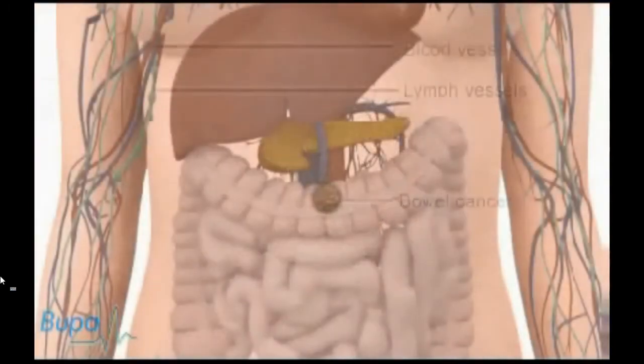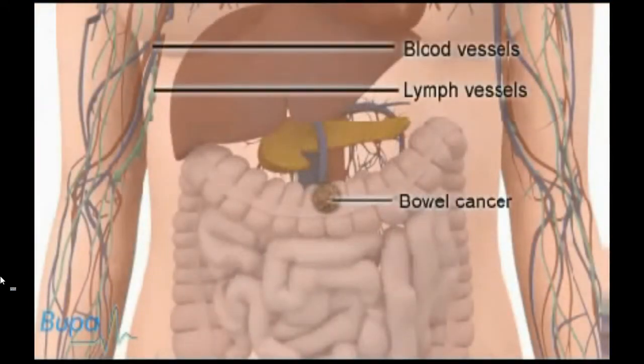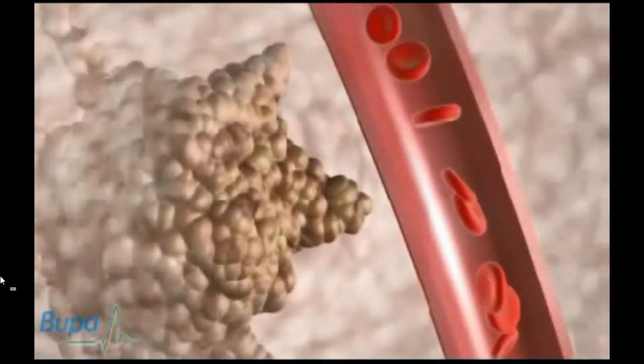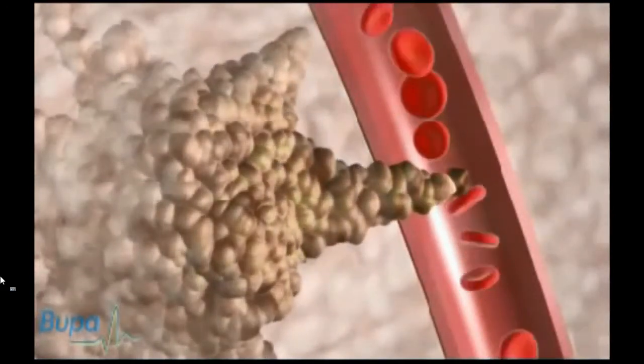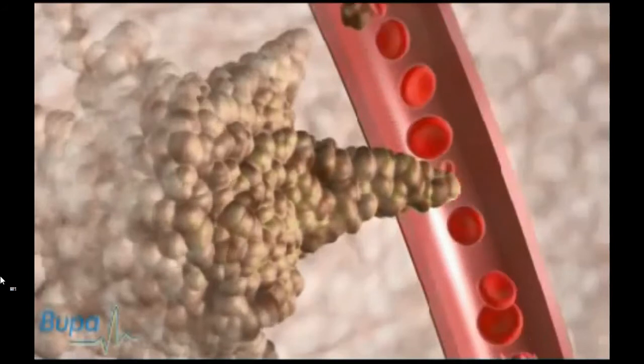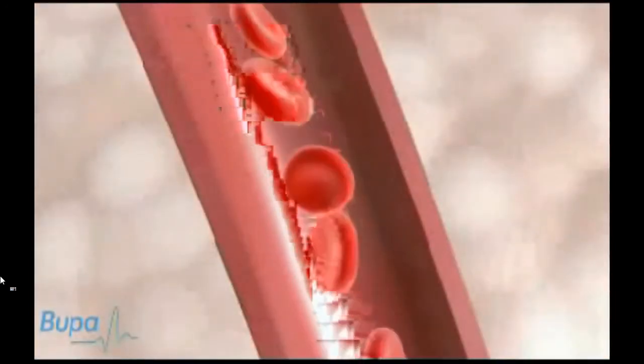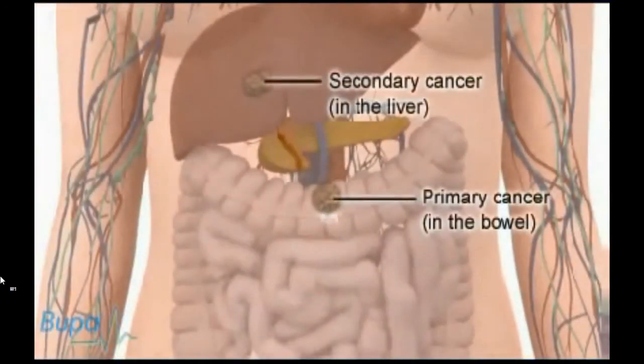Tumors that invade the surrounding tissue and spread to other parts of the body are known as malignant tumors or cancer. Cancer cells can invade blood and lymph vessels. These provide a route for spread to other parts of the body to form secondary cancers. This is called metastasis.